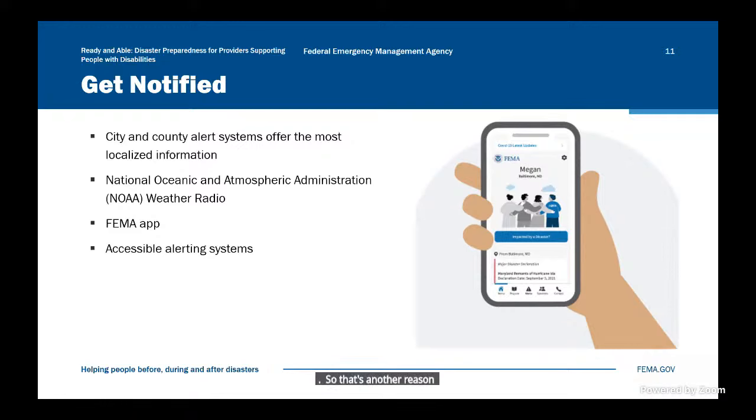And then also just keep in mind that most cell phones have accessible alerting systems. And so when people turn on the accessible features on their cell phones, it's going to apply to the alert systems that they have. And just don't turn the alerting systems off in your cell phones, because those are important.